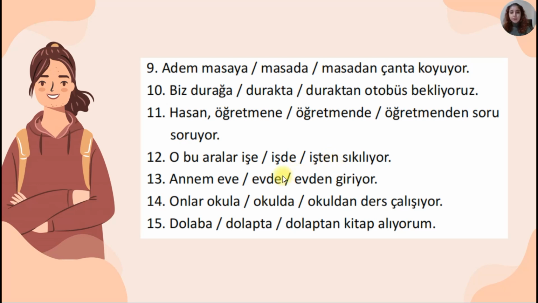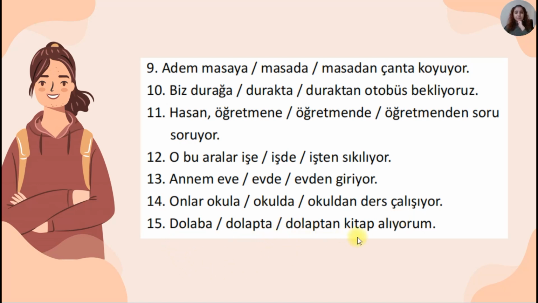Okay. Next one. Annem eve, evde, evden giriyor. Girmek, to enter, and my mom is entering, getting into, to the house, at the house, from the house. Yes, you're right. There is a direction to get into. It is eve. And next one. Onlar okula, okulda, okuldan ders çalışıyor. They are studying to the school, at school, or from the school. You're right. Okulda ders çalışıyor.